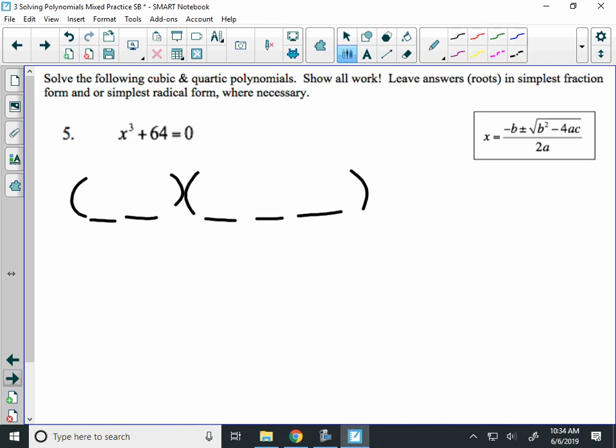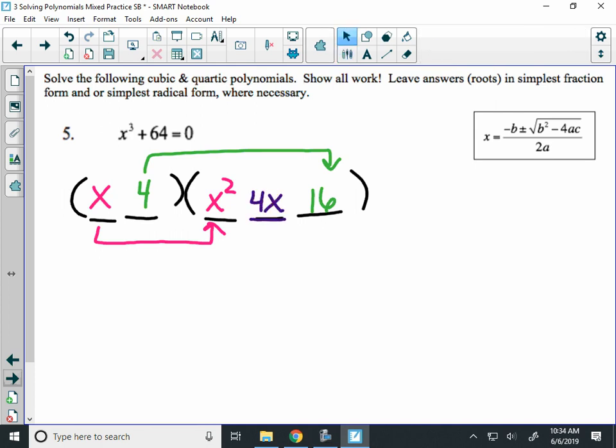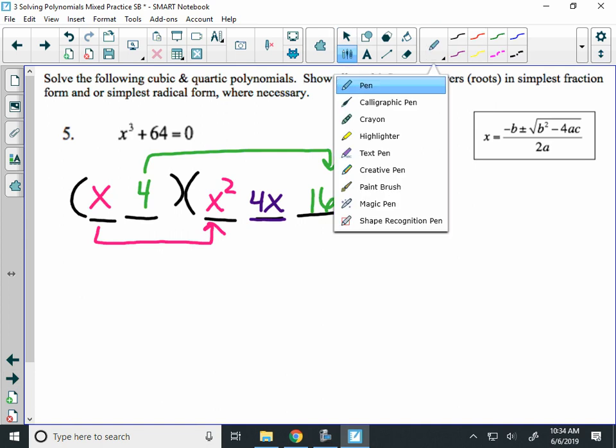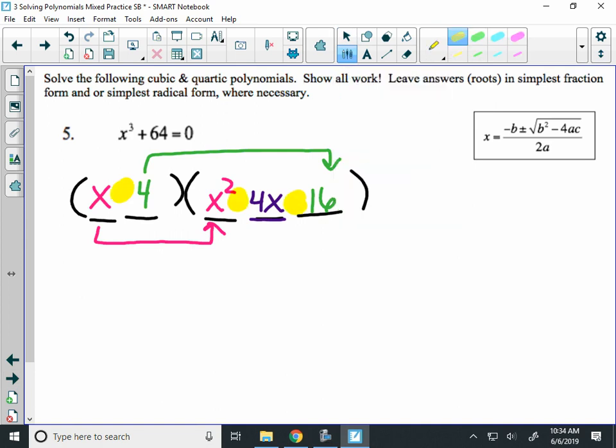So you start by taking the cube root of x cubed, which is x. You take the cube root of 64, which is 4, and you use those to fill in all the rest of the blanks. The first blank in the trinomial, you square the x. The last blank in the trinomial, you square the 4. The middle term, you multiply them together. All right, now I fill in all my signs. I start with the same sign, which is plus, opposite, always positive.